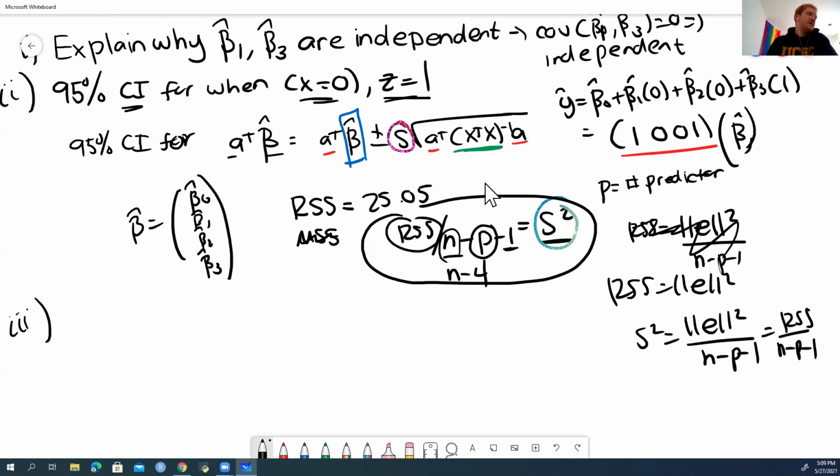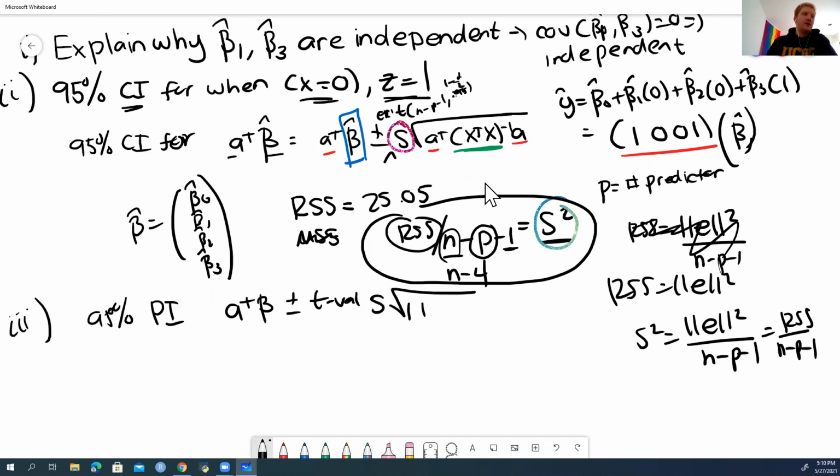And then for part 3, the only difference is the 95% prediction interval. It is now A transpose beta. Sorry, there should also be a T value here, a critical value, from the T distribution at 1 minus alpha over 2. I forgot about that. So again, it's A transpose beta plus or minus the T value times S, but instead of this, it's 1 plus that. So you add an extra 1 basically, but it's pretty much the same. All you have to do is add in this extra 1 right here.